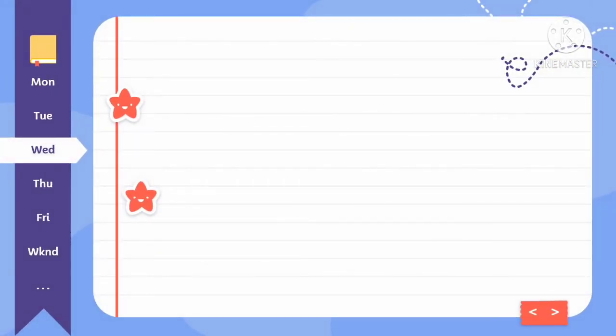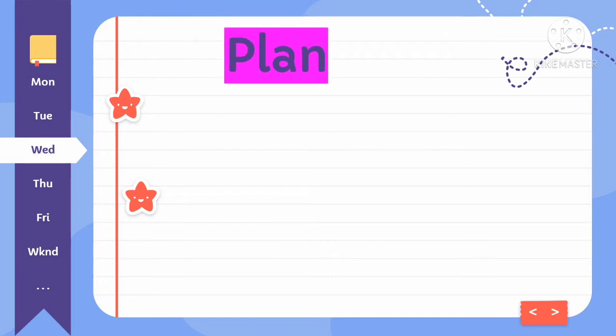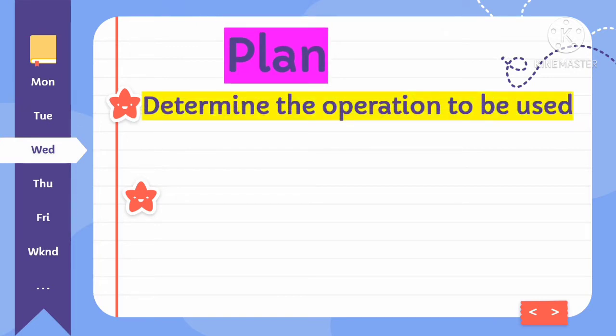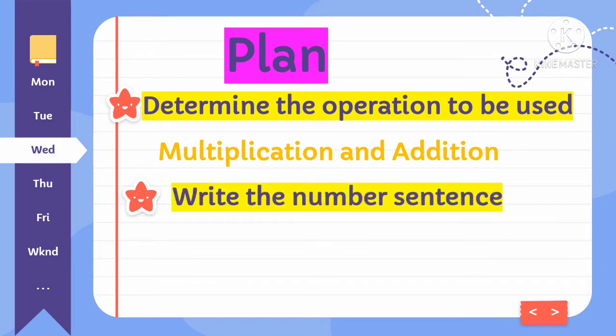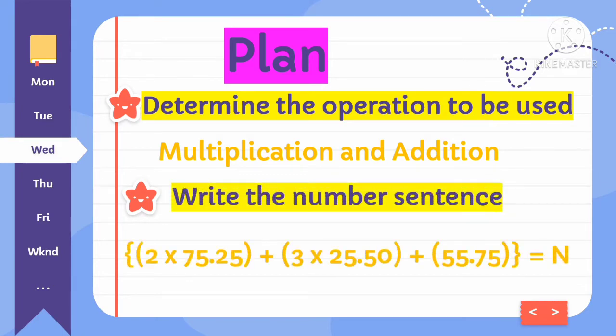So, we can now proceed on the next step, which is to plan. So, plan or determine the operation to be used. So, ang ating operation na gagamitin is multiplication and addition. Then, write the number sentence. So, bakit multiplication and addition? Kailangan i-multiply muna natin yung piraso ng kanilang binili doon sa amount ng kanilang in-order.